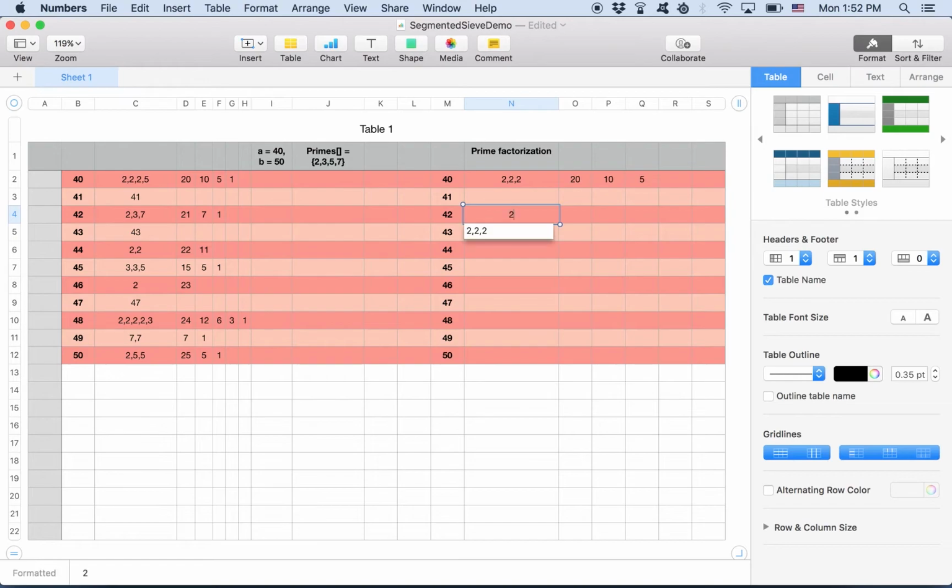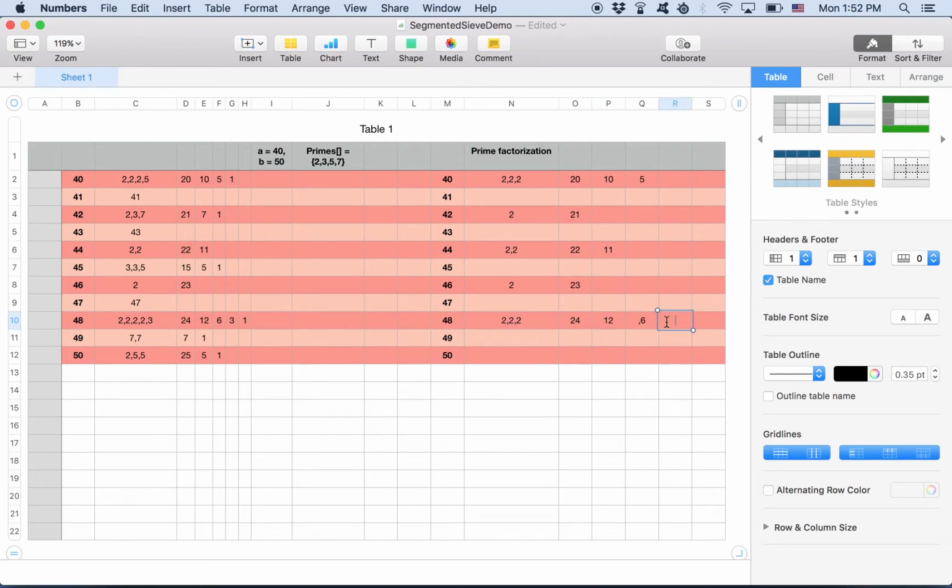Now 42 is divisible by 2, yes, we get 21. 21 is not divisible. 44, yes, we get 22. 22, yes, we get 11. So we add one more 2 here. 46, yes, we get 23. 23, no. 48, yes, we get 24. 24, yes, we get 12. 12, yes, we get 6.